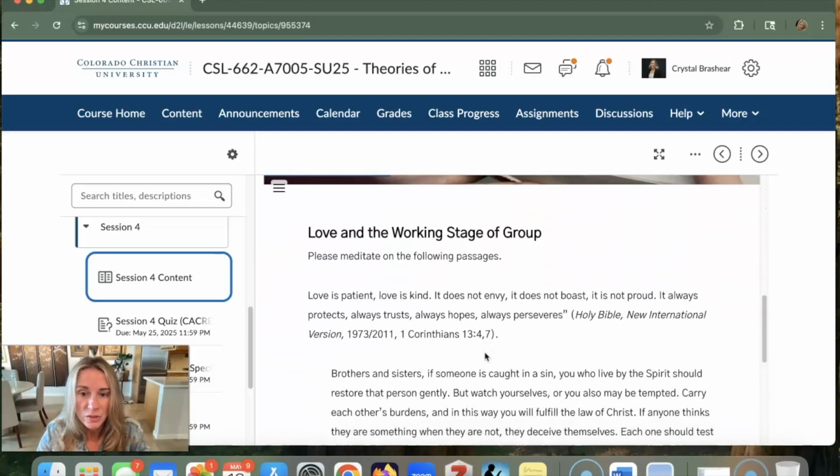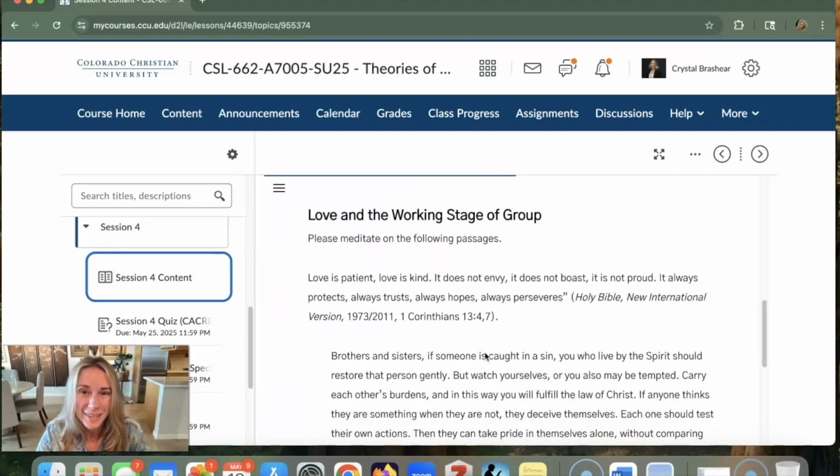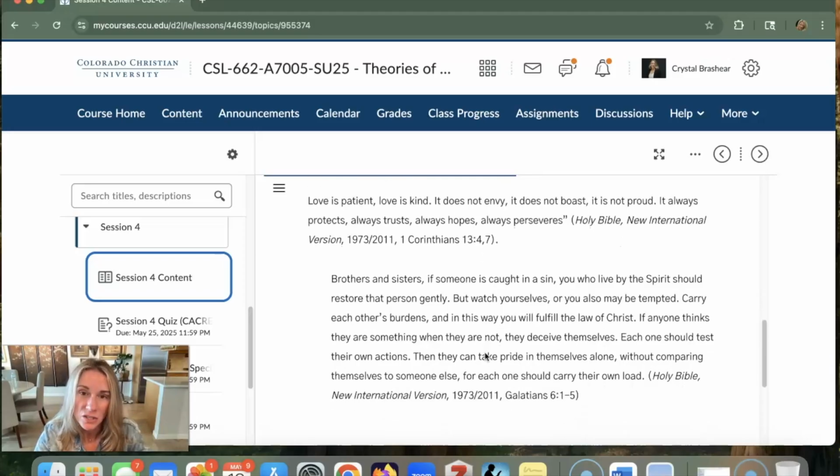Your FICIP for this week says love and the working stage of group. Please meditate on the following passages. Love is patient. Love is kind. It does not envy. It does not boast. It is not proud. It always protects, always trusts, always hopes, always perseveres.